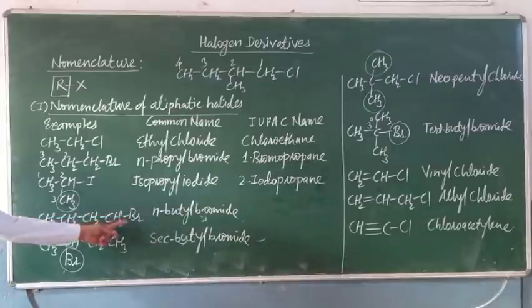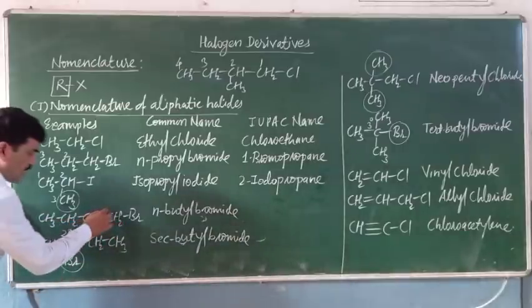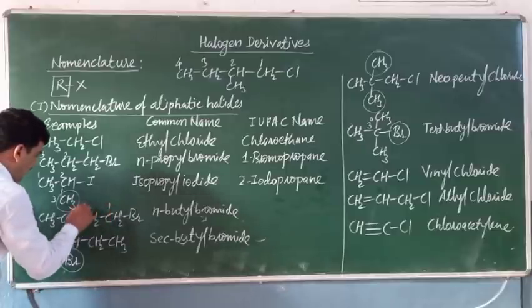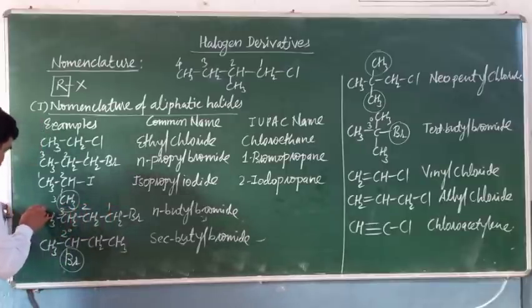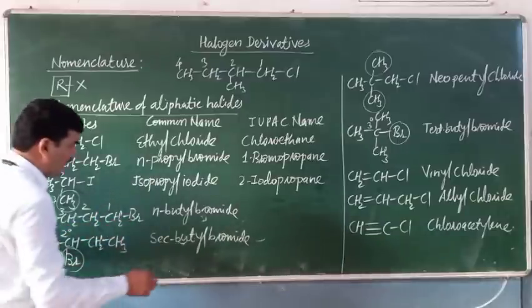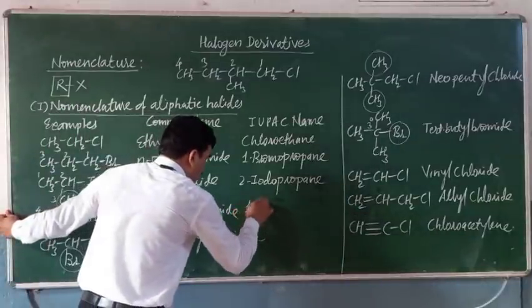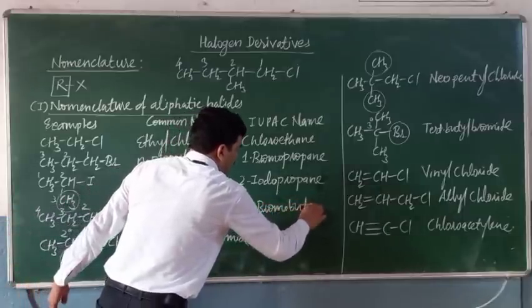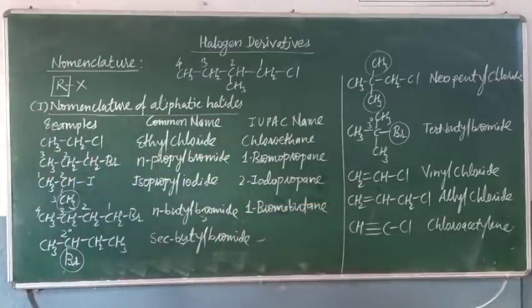Then in this case 4 carbon atoms are there in the longest chain, therefore the parent alkane will be butane, and the carbon atoms should be numbered in this way: 1, 2, 3, 4. The position of the halogen is 1, and therefore its IUPAC name will become 1-bromobutane.